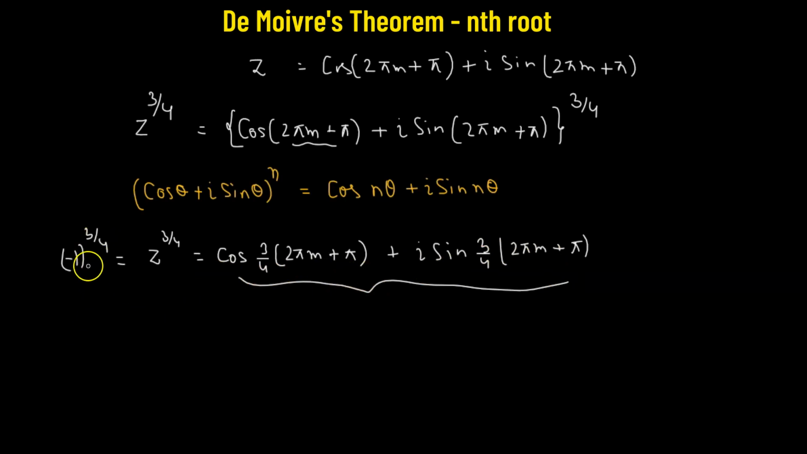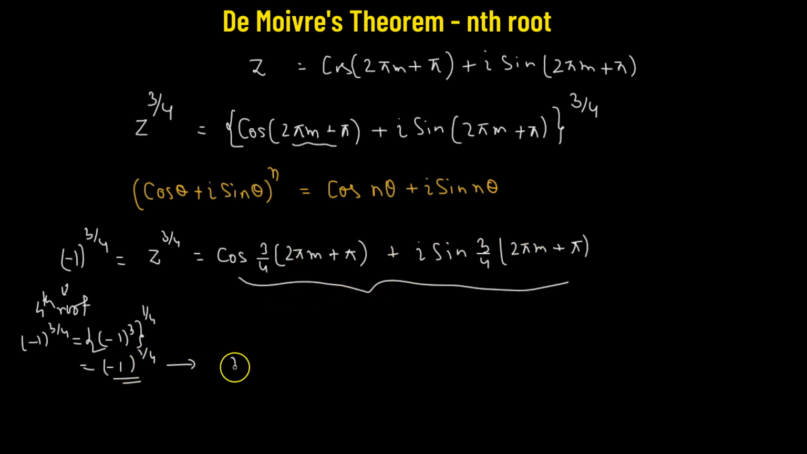Now actually we have to find the fourth root here. Fourth root, because negative 1 raised to the power of 3 over 4 can also be expressed as negative 1 cubed, whole raised to the power of 1 over 4. So negative 1 cubed is actually negative 1. So we have negative 1 raised to the power of 1 over 4. So here we have to find the fourth root of negative 1. So this is our expression. All we have to do is, since it's a fourth root, we'll have to consider 4 values of m: 0, 1, 2 and 3. And for each value of m, we're going to get the distinct roots of negative 1 raised to the power of 3 over 4.